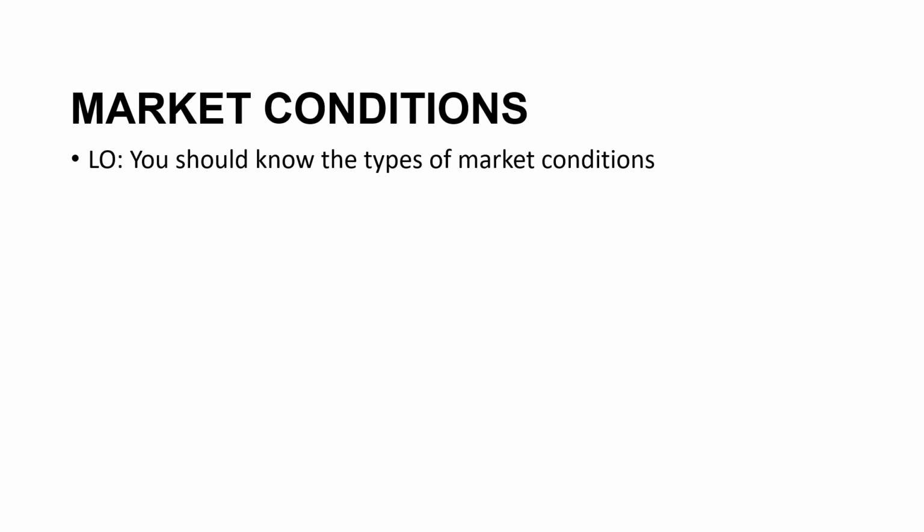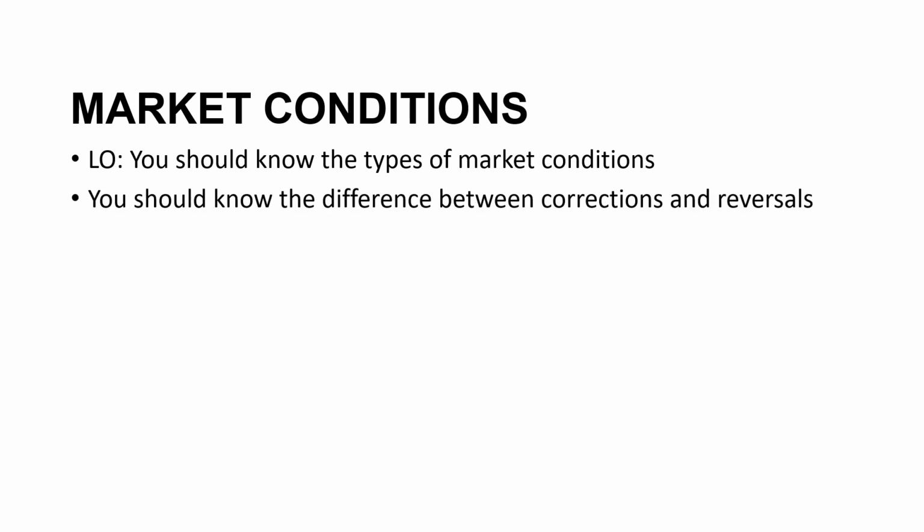Finally, we are moving on from Fibonacci. In this lesson, we're going to be looking at market conditions. The learning objectives in this lesson are: you should know the types of market conditions, and you should know the difference between corrections and reversals.